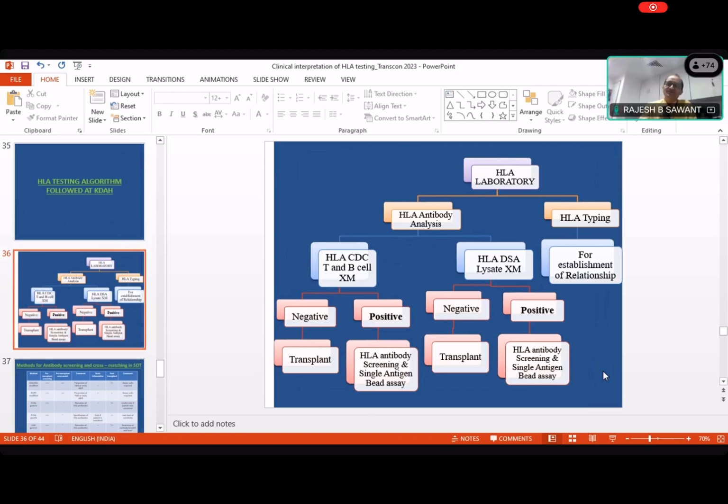Yeah, so the instruments, as I showed you, these are available. There are various platforms that are available. Basically for your antibody testing, the first setup that you will need is to be able to perform a CDC cross match, a T and B cell cross match. And then you will need a platform for your HLA typing and your antibody testing also, which generally is either Mr. Spot or Luminex. Both are available in India, so there's absolutely no problem.